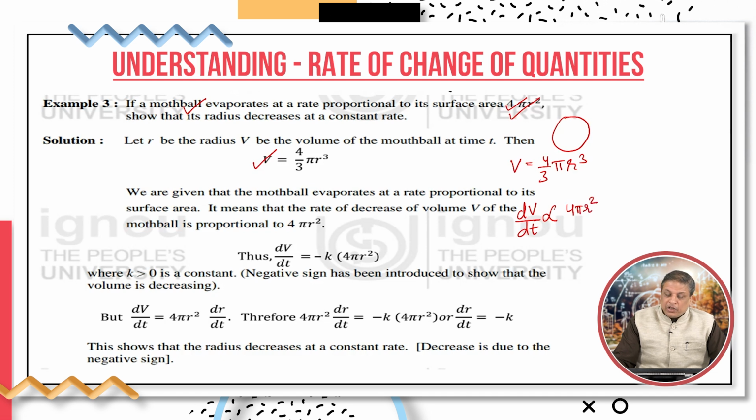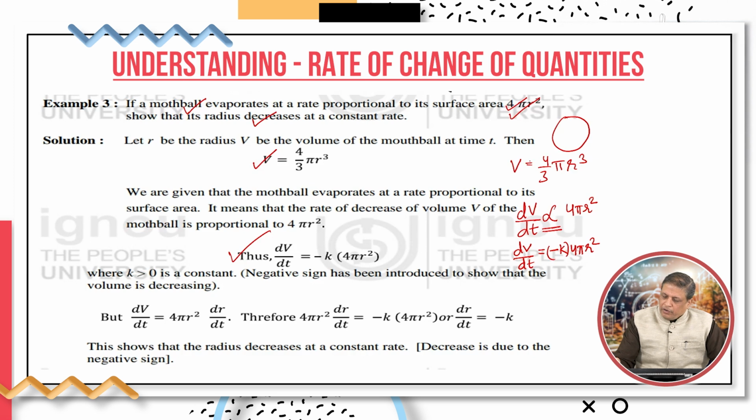And because it is decreasing, the radius is decreasing. So, the proportionality constant should be negative in nature. That is why, in order to replace the proportionality sign with an equal to sign, you are supposed to use the constant which is negative. So, dV by dt should be equal to minus k times 4 pi r square. I hope you understood why this expression is written.